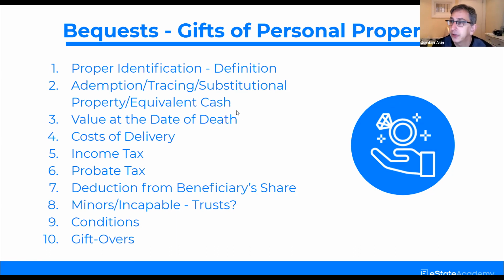And then are there any conditions to the gift? And what are the gift overs? So we only had 10 items on that list. So that's for a simple, I want to give my piano to someone. There's 10 issues to consider.